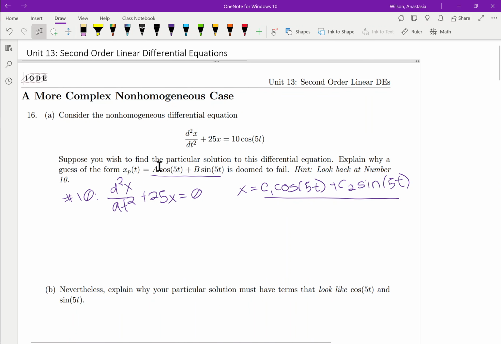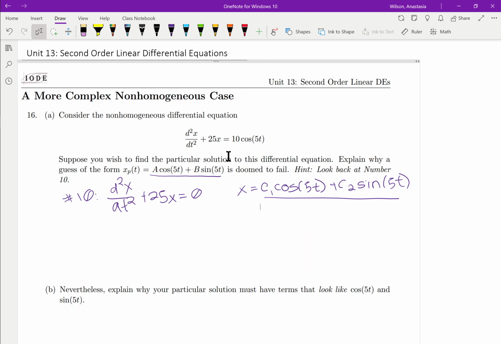So if we tried to take this function as the form of our particular solution and plugged it in here, we would just end up getting 0. We wouldn't be left with anything. We wouldn't be able to equate the coefficients. So this method of undetermined coefficients is not going to work with this.